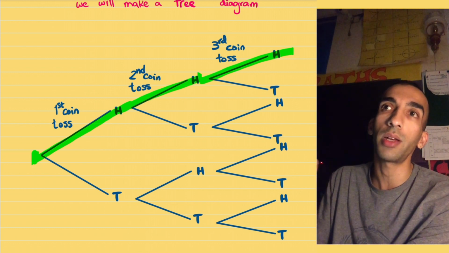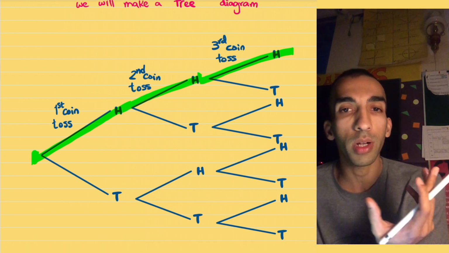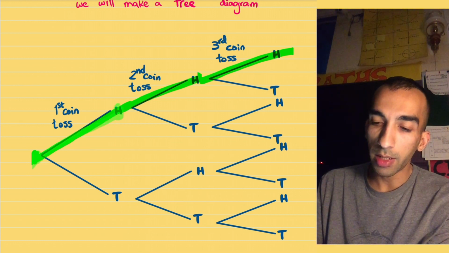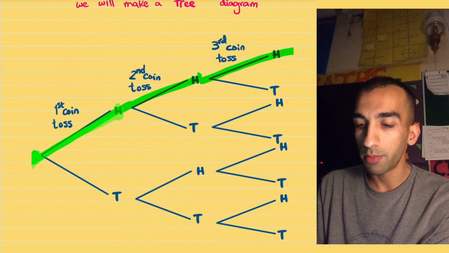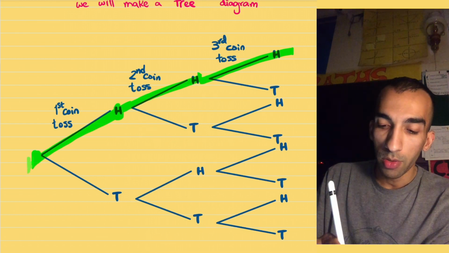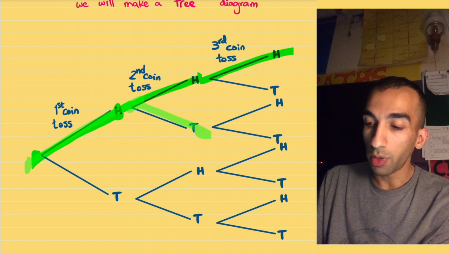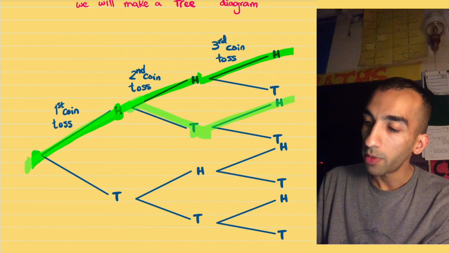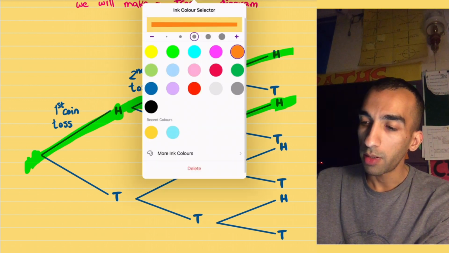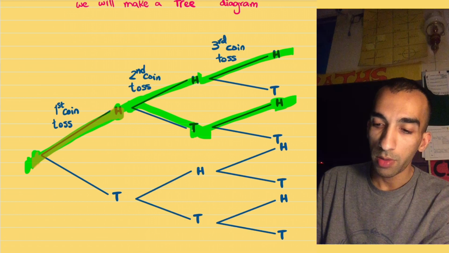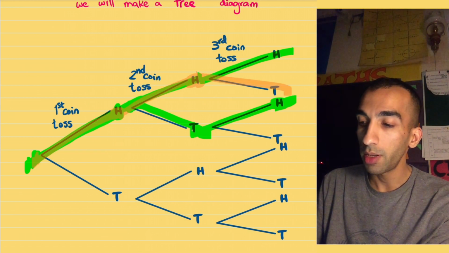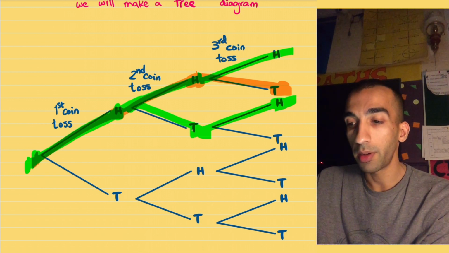Imagine you are the writer, the screenwriter, and you choose how the story goes. Imagine you've chosen that the main hero or character of the movie tosses a coin, gets a head, tosses the second coin, gets a tail, tosses the third coin, gets a head. Or you could have chosen this path. Gets a head in the second toss of the coin, gets a tail in the third coin toss.